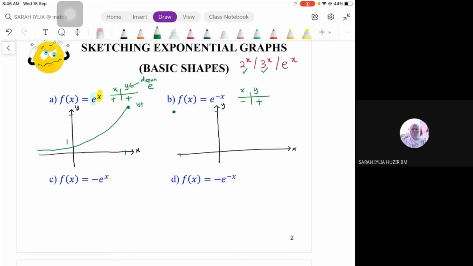So repeat the same step, plot the furthest point on second quadrant. Saya ambil titik paling jauh and then approaching x-axis, sama juga, dia takkan pintas paksi x. So tarik menghampiri paksi x. Dia terbaliklah dengan e to the power of x tadi. And then intercept dia still sama kan? Dia still e to the power of negative 0. 1 lah kat situ.